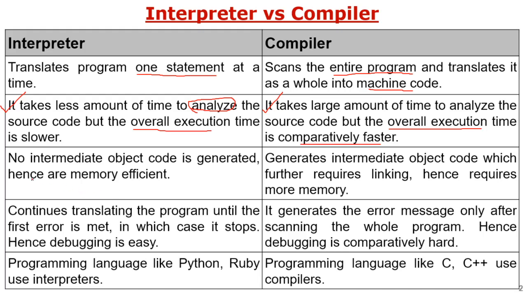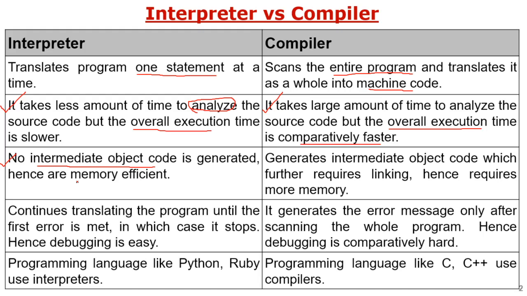No intermediate code is generated, hence the interpreter is memory efficient. No intermediate code means it generates the final code directly, and no intermediate code is generated because it does not have the phases that exist in the compilation process.